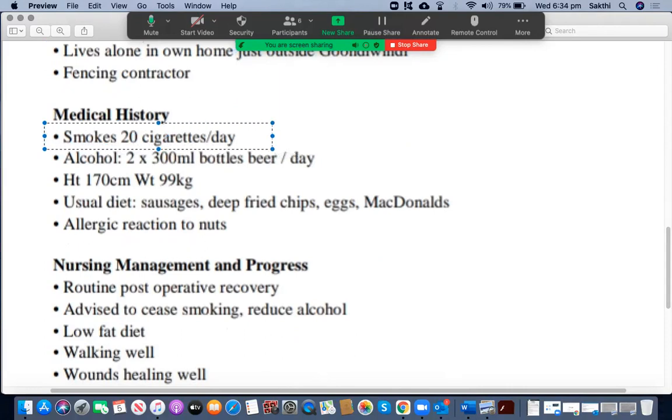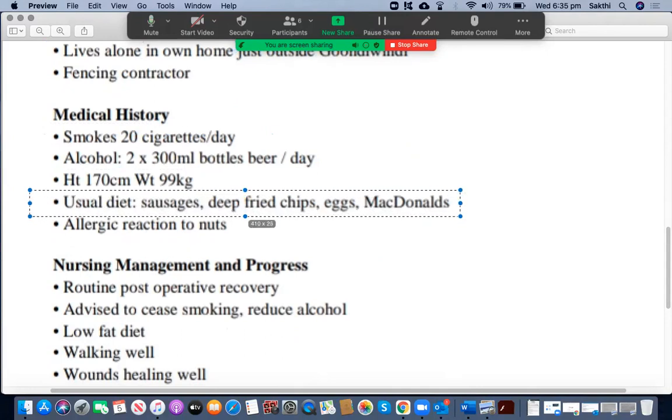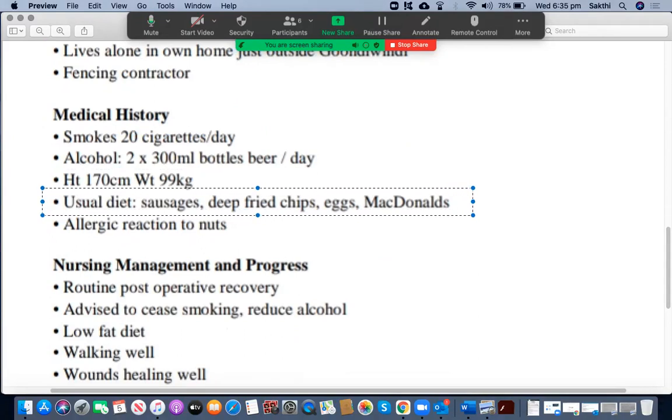Smokes 20 cigarettes a day. That's right, you have included that. Alcohol, two 300 ml bottles per day. Height is okay. Weight is okay. Usual diet. Did you include these things? That is a high fat diet, but I am advising a low fat diet. You should have mentioned the junk foods. Junk food I have not written. All these things are junk foods only.